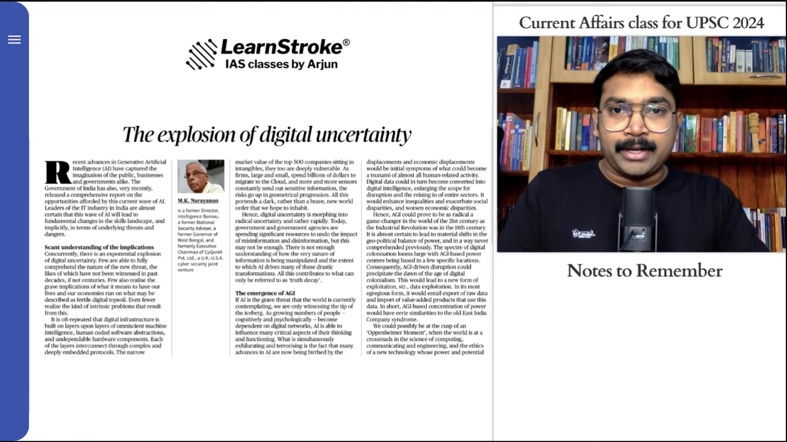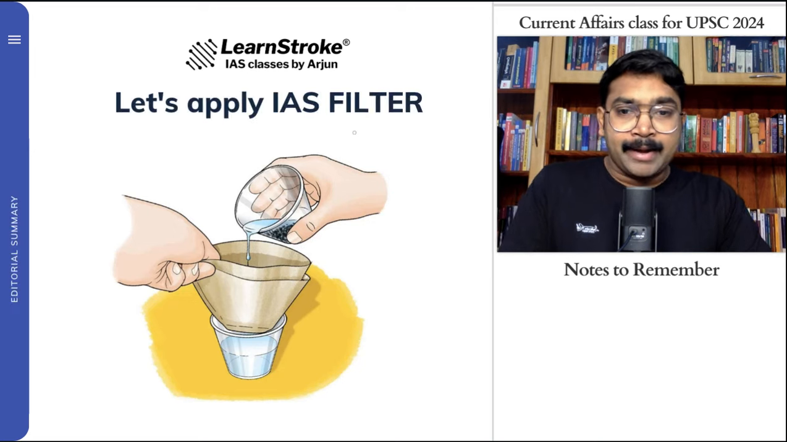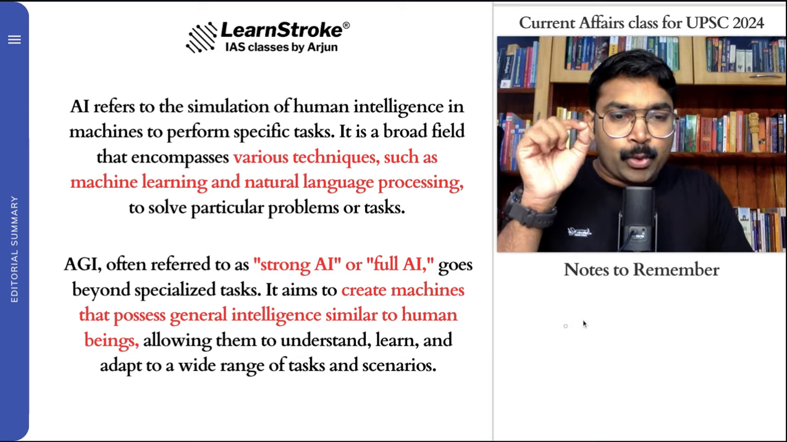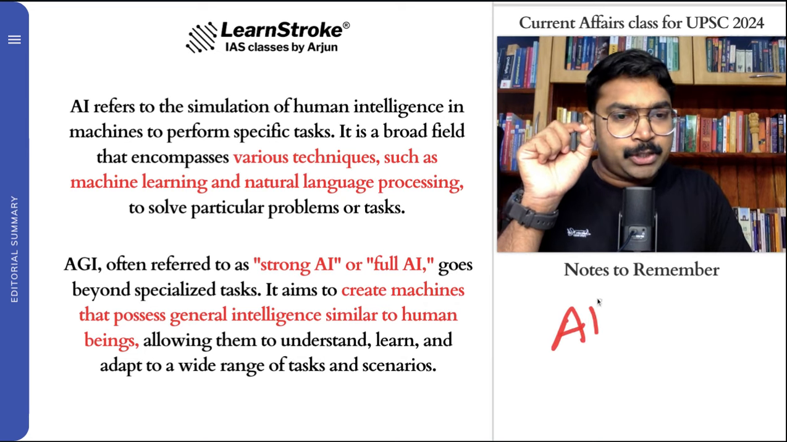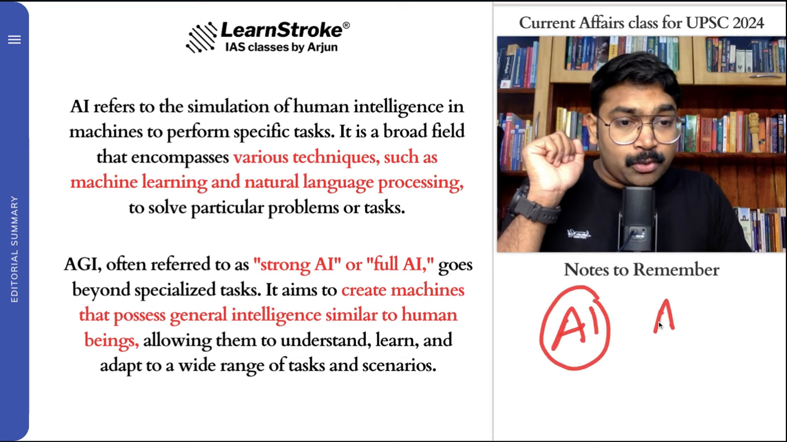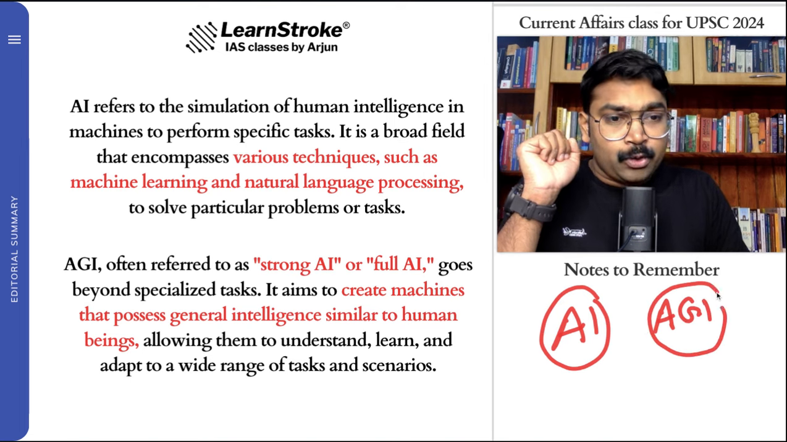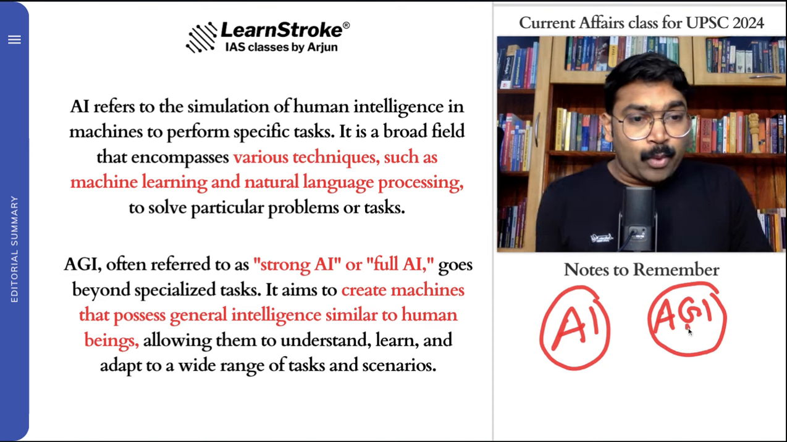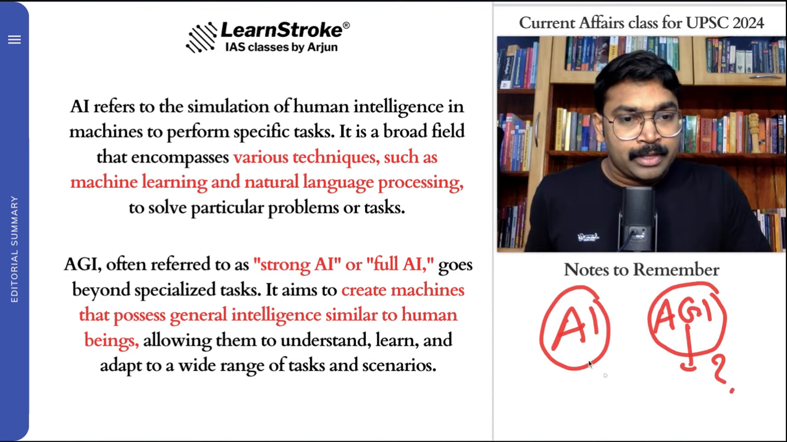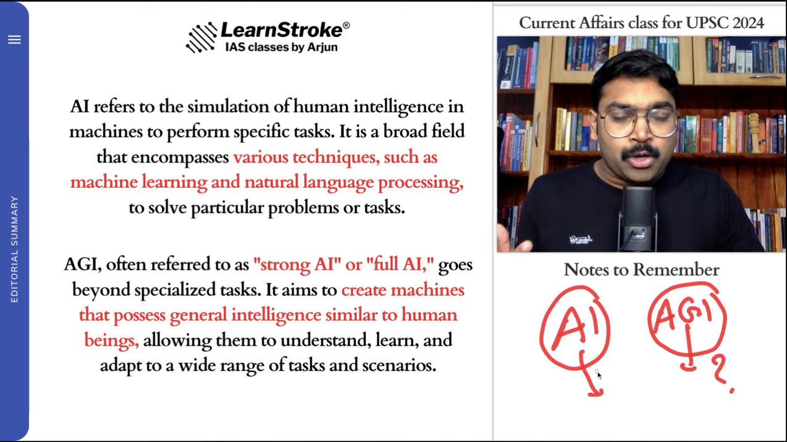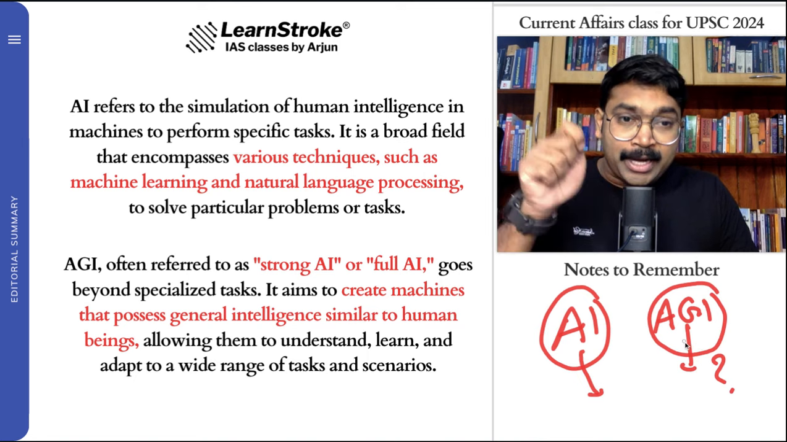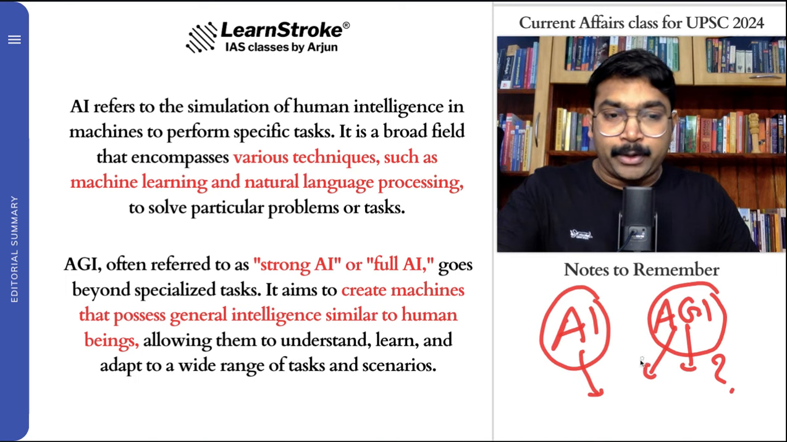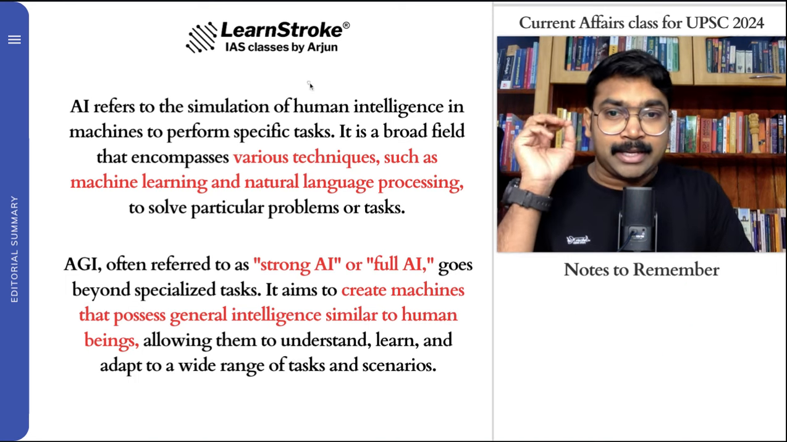Let's apply the IAS filter quickly and take the most important points. The article talks about two important concepts. One is artificial intelligence, and also AGI. We've all heard about AI coming in. So what is the concept of AGI, and why should we worry about AGI? AI has got its own challenges. So how should we worry? The international community and the world, why should we worry about AGI is the next important question that we have to understand. So let's get the basics.